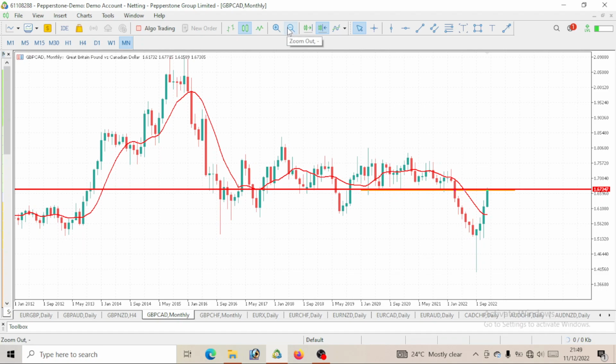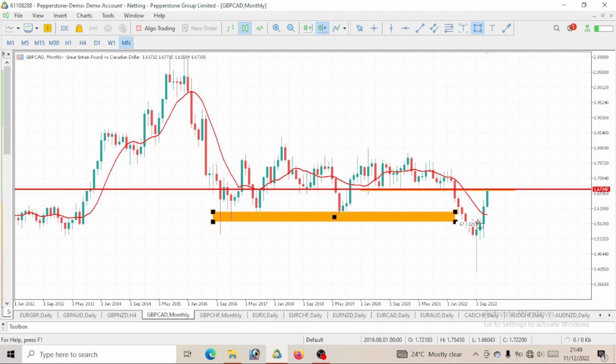So let's start with the higher time frame, which is the monthly time frame, down to our 4-hour time frame. We can clearly see on the monthly time frame that this here is actually a key level, right? Anytime we see price come to the same level, we tend to have a rejection.